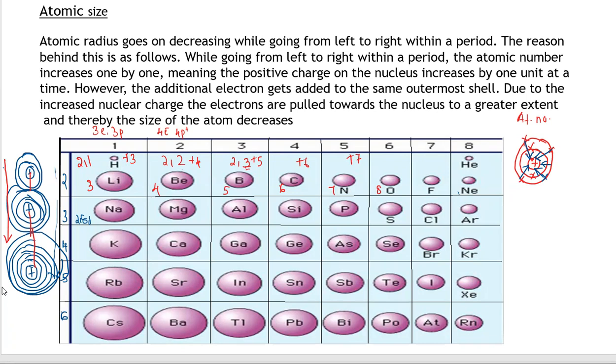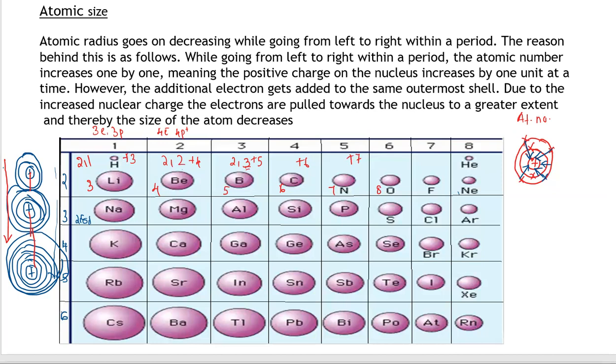Is that clear? Very important. Atomic size increases in a group from top to bottom as new shells are adding. But in a period, as we move from left to right, what will happen? Electrons are adding to the same shell. No new shell is there. Electrons are adding to the same shell, and due to increased nuclear pull, atomic size decreases. I hope it is clear to you how atomic size varies in a period and group.